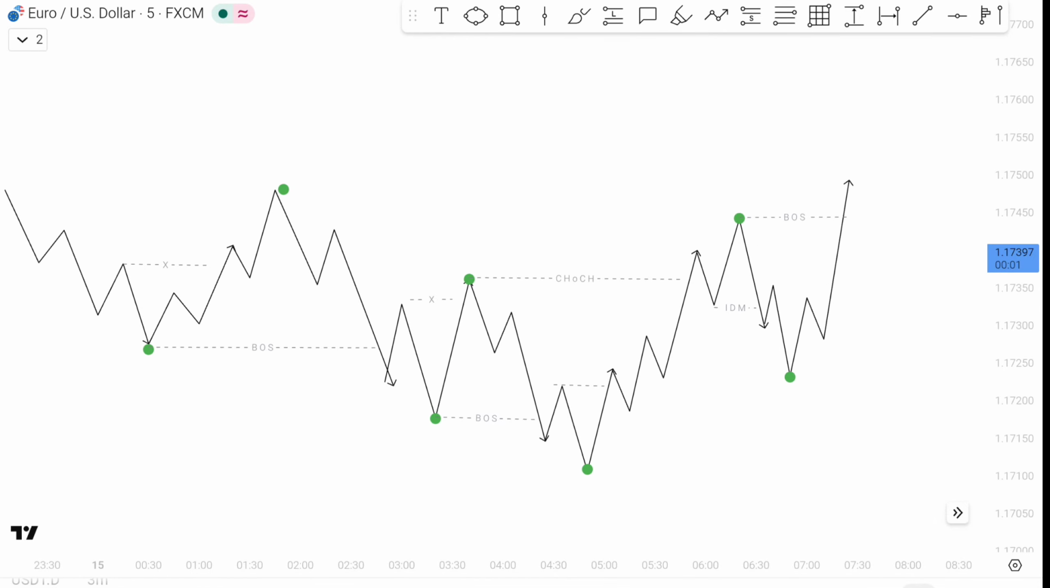Now we will use the same concept for marking the structure. If you are an intraday trader, you can use structure marking on the 15-minute, and if you are a swing trader you can use it on the 4 hour. Now we will start marking structure on the 15-minute time frame.